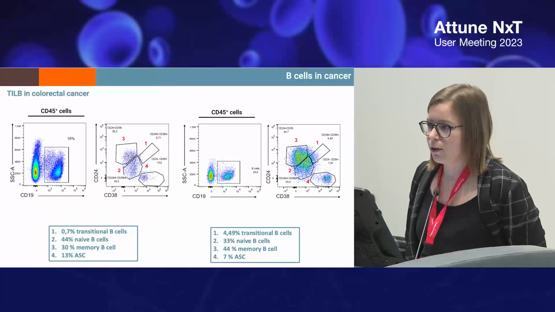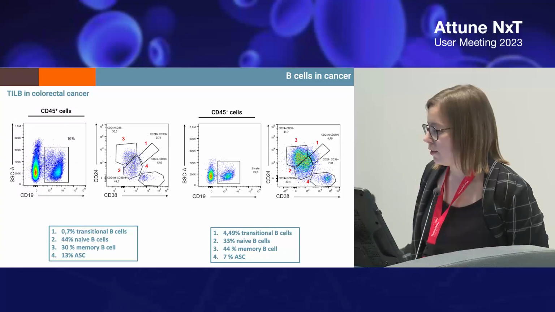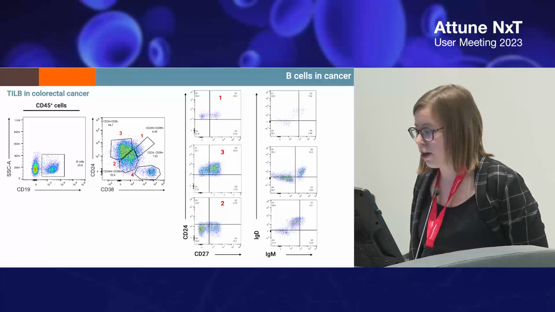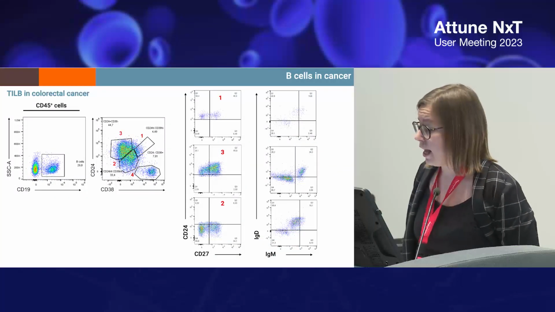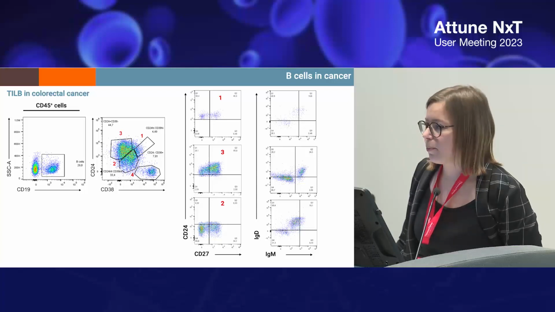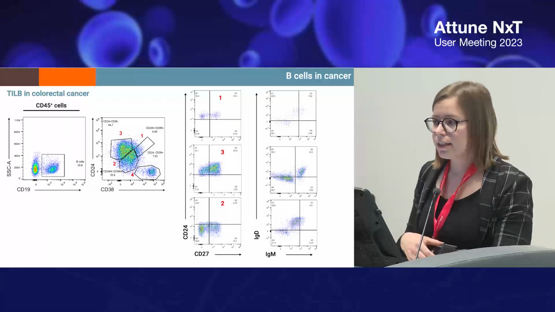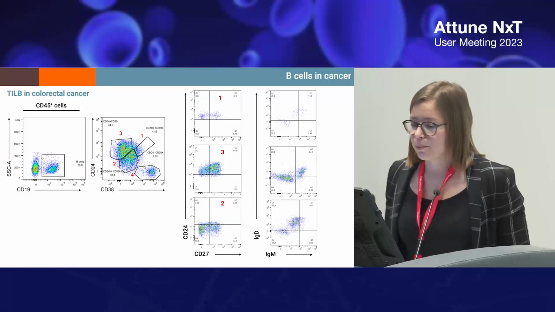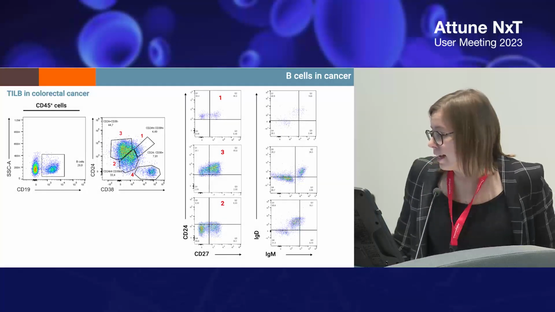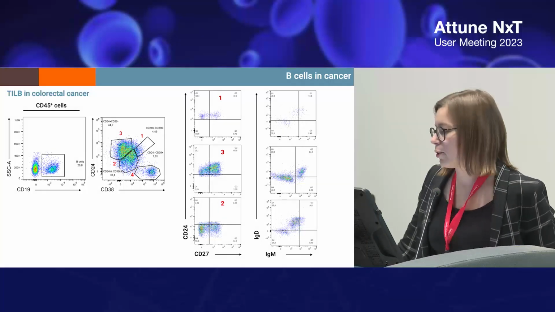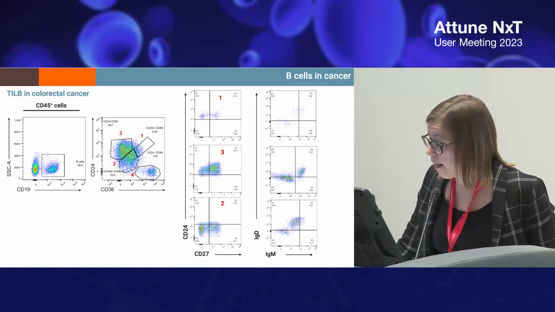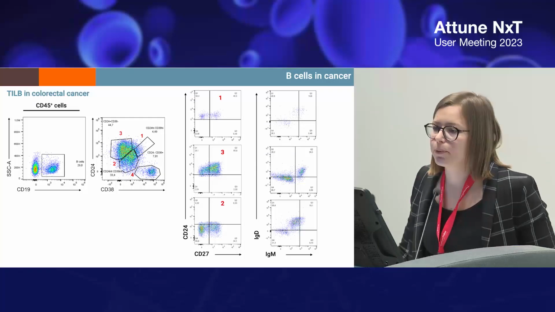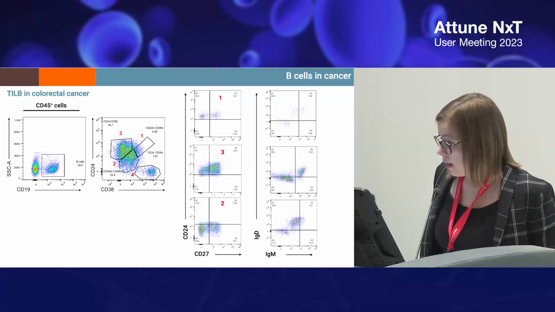You can, of course, put the same gate on your sample, but you need to check the expression of CD27, IgM, and IgD. And as you can see from the plot that I reported here, you can still distinguish the same populations also among tumor infiltrating B cells. So you can nicely distinguish unswitched from switched memory B cells, and you can, of course, estimate the population of antibody secreting cells.